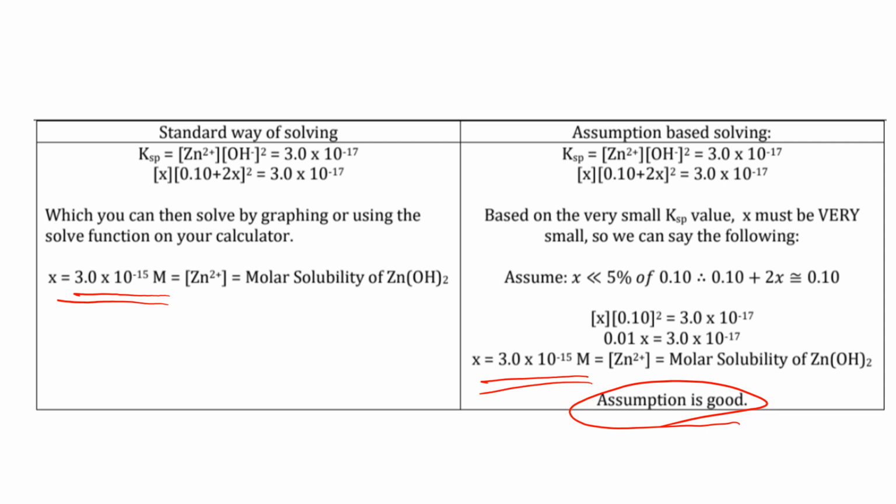So I kind of skip this part, but make sure that when you set up your Ksp, you're doing it correctly. So Ksp equals zinc 2 plus times hydroxide squared equals 3.0 times 10 to the negative 17. You see that when you're using your ICE chart, the x is zinc 2 plus, and then you're just substituting with what you have at equilibrium. And you're going to solve for x.